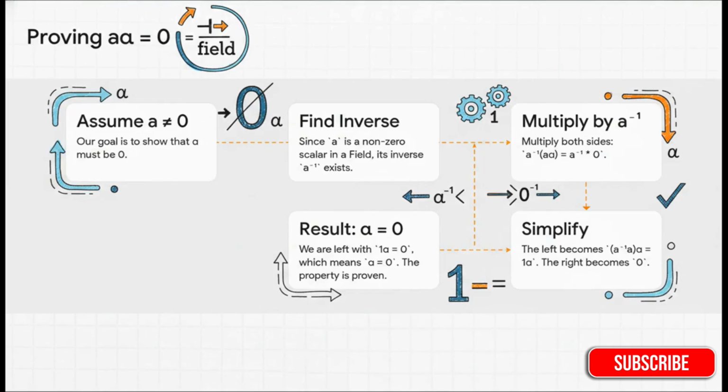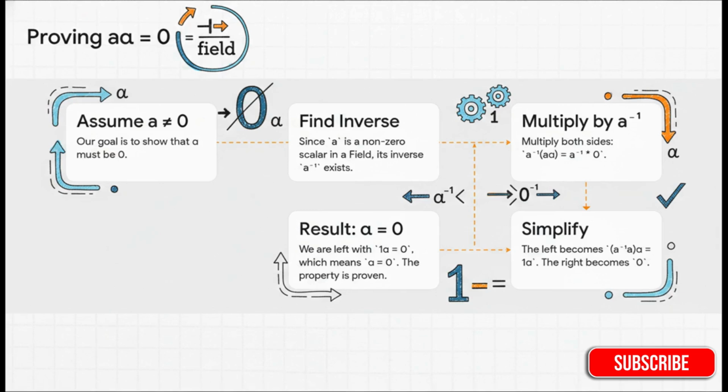Okay, here's the game plan. We're told that scalar a times vector alpha equals 0. Now for the contradiction part, let's just assume for a second that a is not 0. Our mission is to show that this forces alpha to be 0. Now, a key rule about scalars is that any non-zero number has an inverse, something you can multiply it by to get 1. So let's multiply both sides of our equation by this inverse.